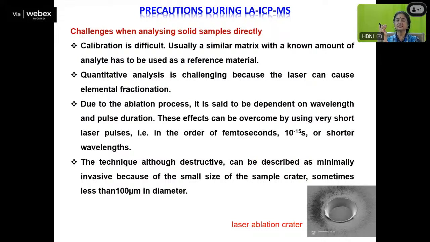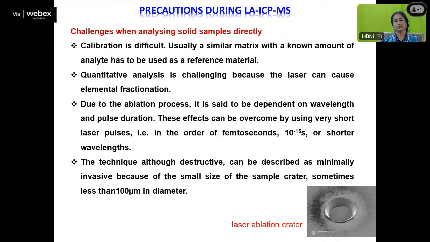Quantitative analysis is also challenging because the laser can cause elemental fractionation. Once the material is ablated and vapors are generated from the sample, the vapor may not be an exact replica of your sample, or it is not as homogeneous as your sample is. So fractionation will happen and it will be difficult to know the exact concentration. The ablation process is also said to be dependent on wavelength and pulse duration.